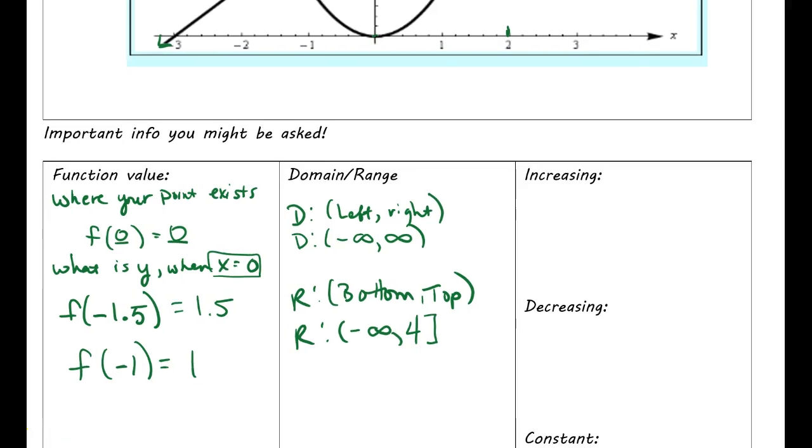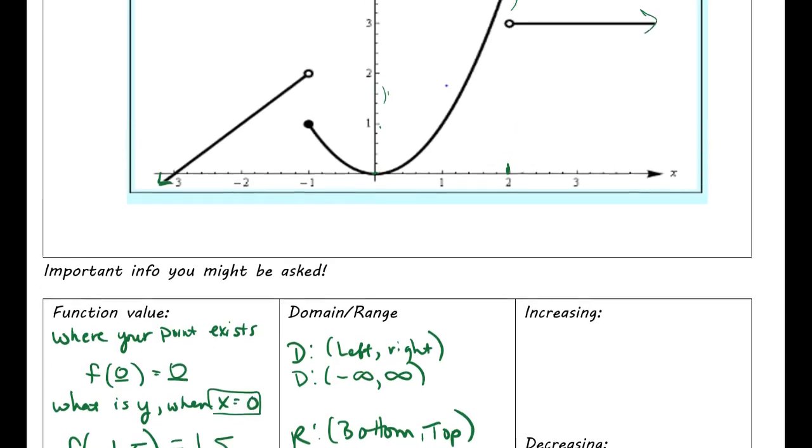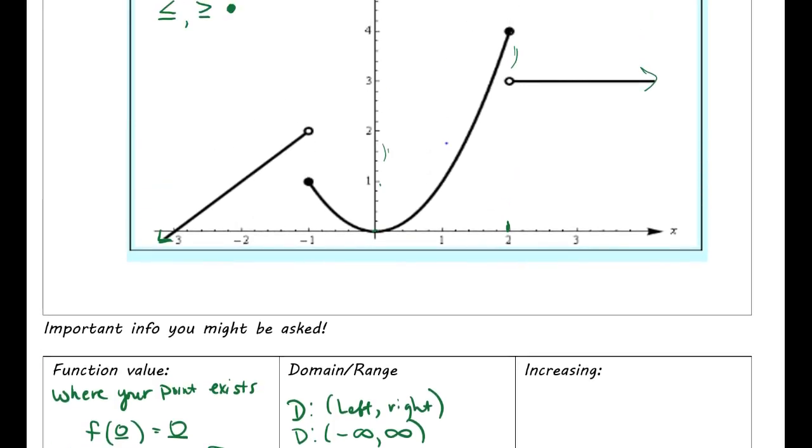The last category that you could be asked is for where the graph is increasing, decreasing, or constant. And this is going to be exactly what you think it is when you look up here, okay? The only thing is the tricky part is how to answer the question, okay?